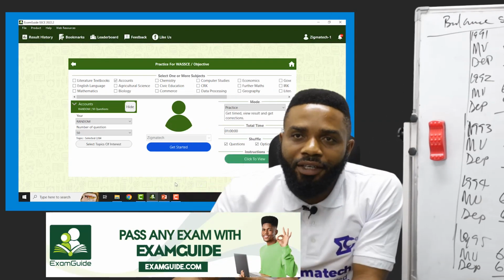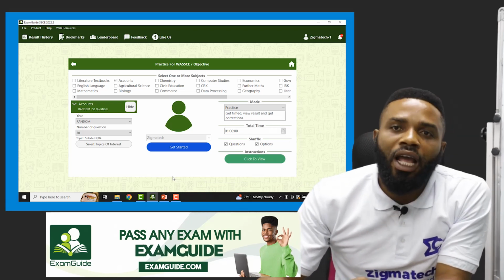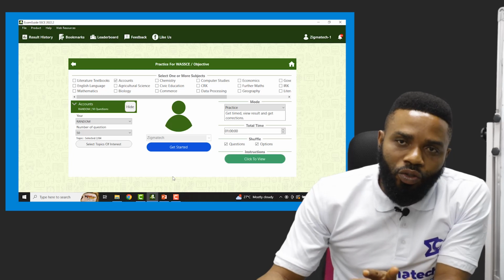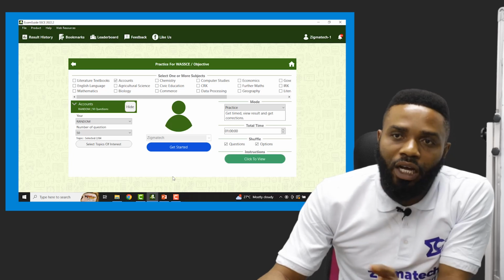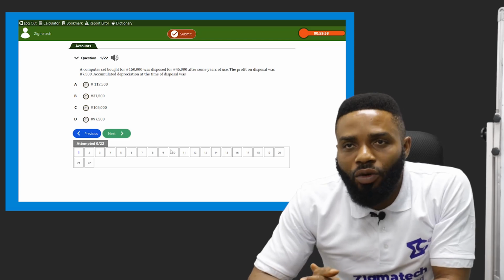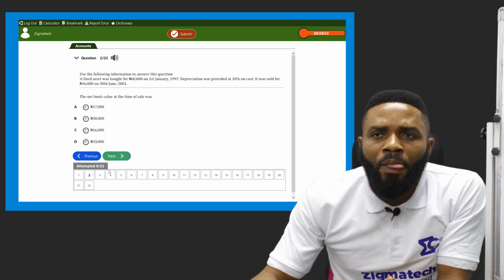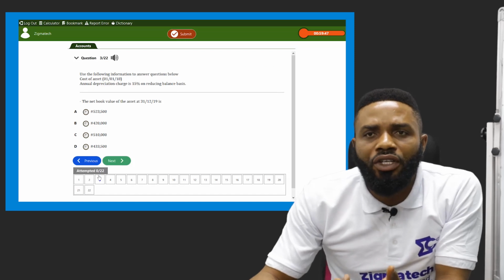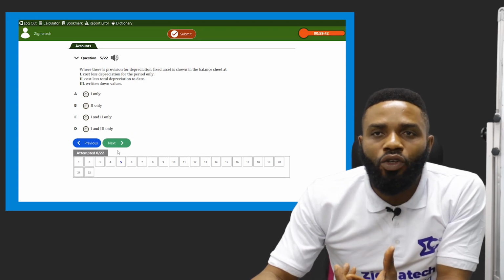Once you click on your exam guide, you see what is already showing on the screen. You see account, another subject. Click on account, and then for the year, you can choose any year of interest. And then once you do that, the topics you want to consider, you can also choose that. Once you are done with that, click on get started, and the various questions that you are looking for will just pop up. Now we are going to look at a question that relates to what we are doing right now. A question that has to do with the reducing balance method, so that we can further explain what we have done so far.